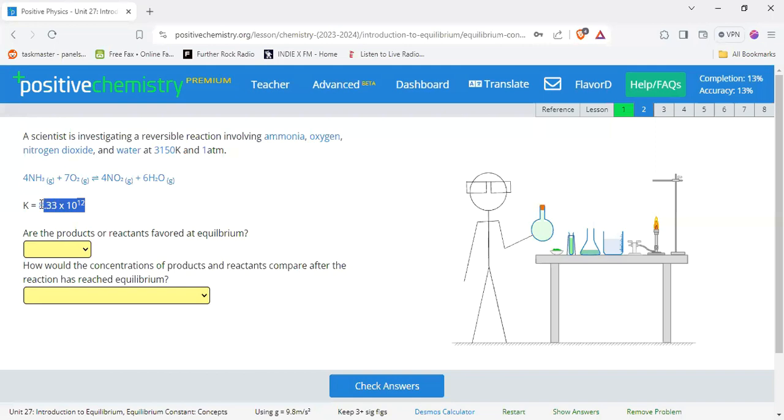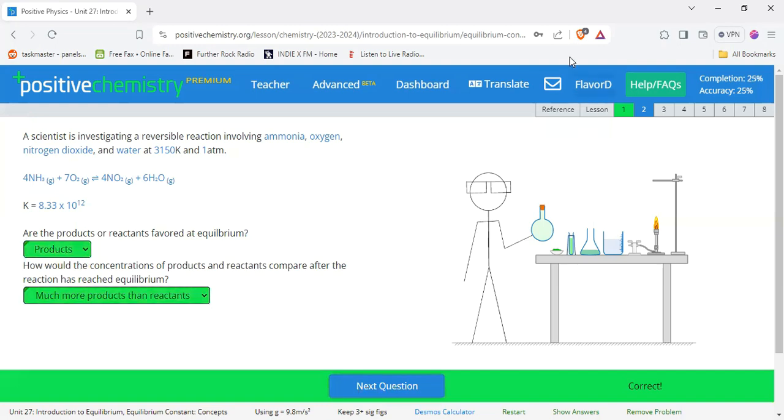For instance, here's an enormous K. So is it product or reactant favored? That's way more than 1. It is product, and it is much more product than reactant favored.